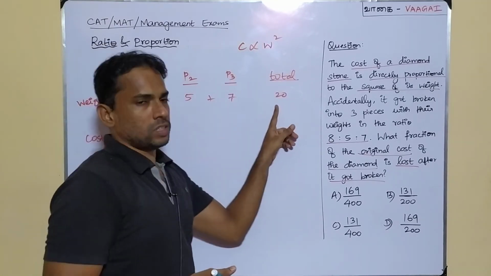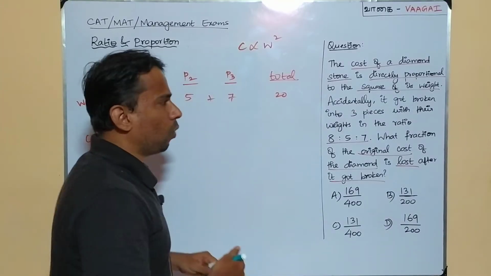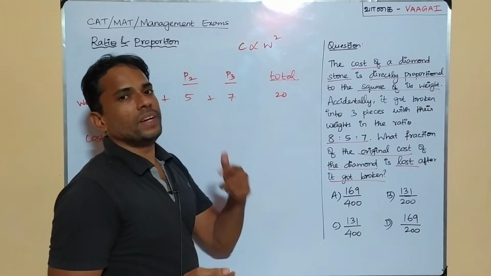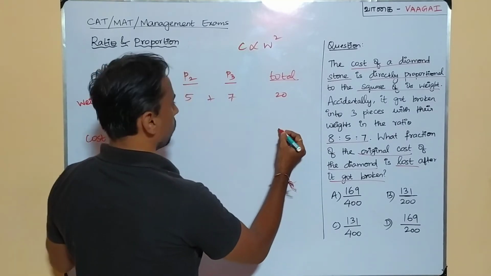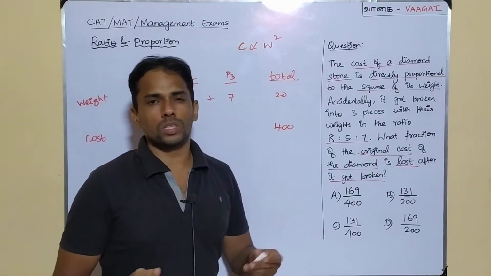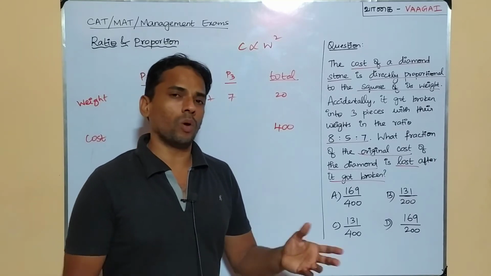So that means in that case, this weight is going to be 20. So the total cost would be what? It will be nothing but 20 square. What is 20 square? 20 into 20, right? It will be 400. So the cost is going to be 400 units, or 400 rupees or $400, whatever it is. Even about that we need not worry.